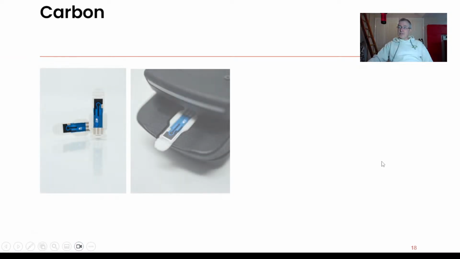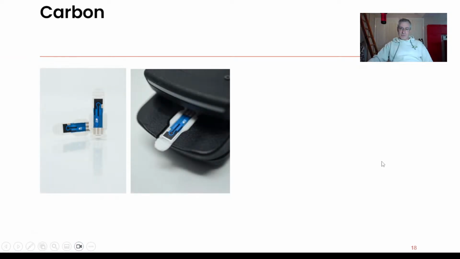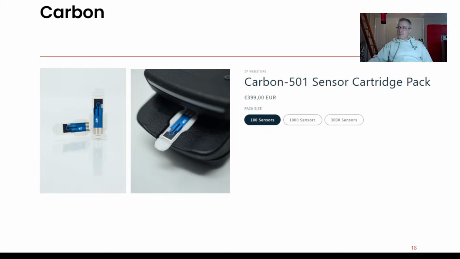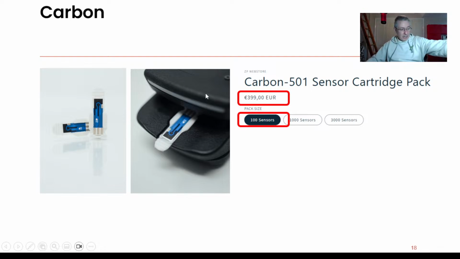Now look at carbon in the meantime. Here's a carbon screen printed electrode from ZP. We sell at less cost. We sell twice as many sensors. Essentially, the pack size here is 100, as opposed to a pack size of 50 previously. And this is one of our sensors in a cartridge format. So I'll just hold up what I mean by sensors in a cartridge format. This is sensors in a cartridge format.